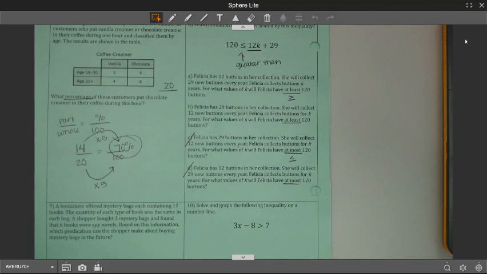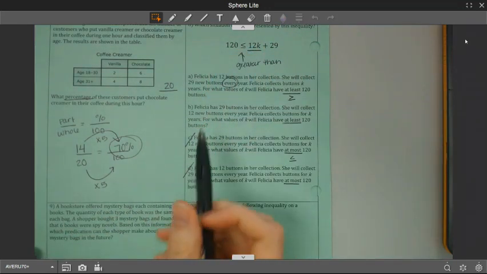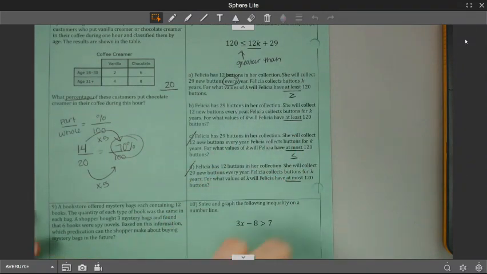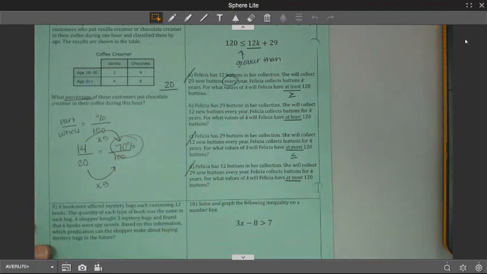A says Felicia has 12 buttons in her collection. She will collect 29 new buttons every year. Felicia collects buttons K for K years. For what values of K will Felicia have at least 120? Okay, this every year, that's talking about multiplication. Well, in the problem, am I having 29 multiply? No, I'm not. So A does not look like a good choice.